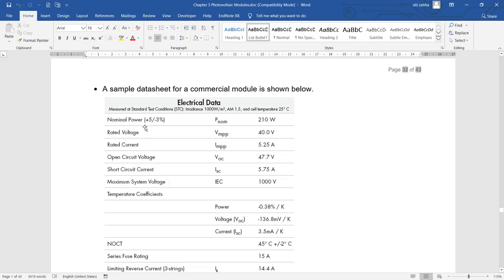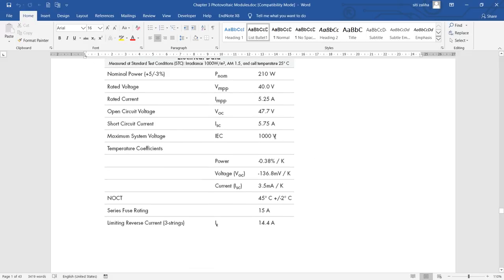So this is a sample of the datasheet of a commercial module as shown below. We have the nominal power, and this is the power tolerance, plus 5 minus 3%. Under worst condition, we take minus 3%, so your KMM for power will become 0.97. Rated voltage VMPP, the voltage at maximum power point, is 40 volt. Rated current IMP is 5.25 ampere. Then the open circuit voltage VOC, the short circuit current ISC, and the maximum system voltage, IEC, which is 1000 volt. The temperature coefficients are usually given for three: power, open circuit voltage, and short circuit current. Again, you need to convert these into percentage.